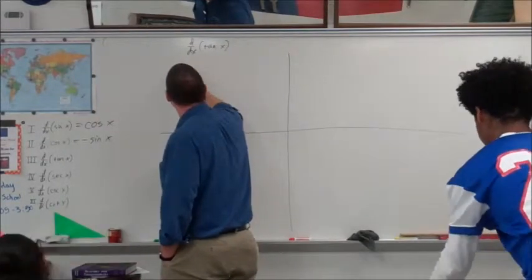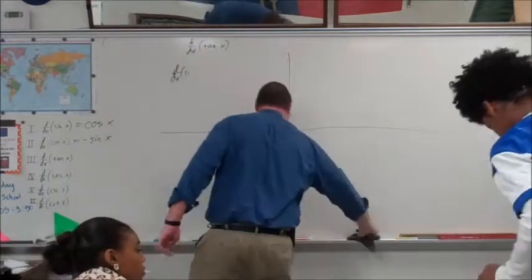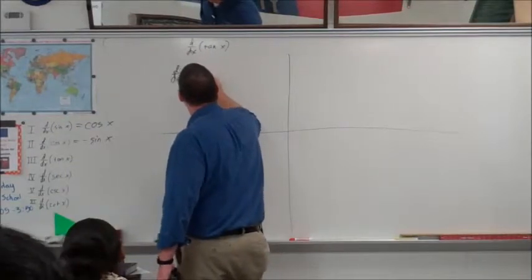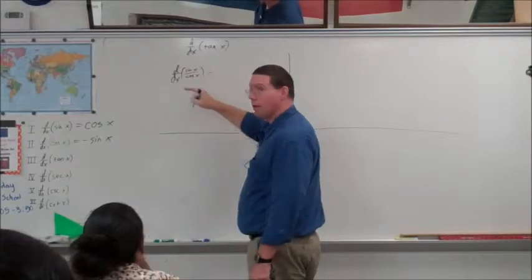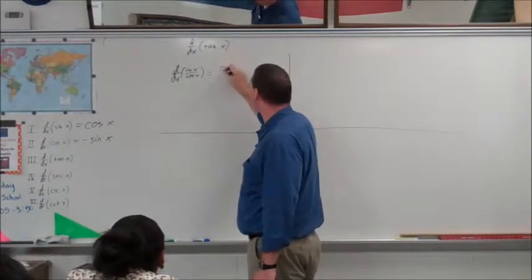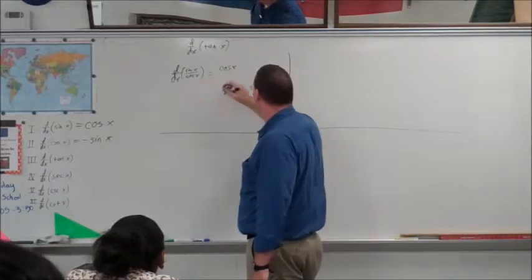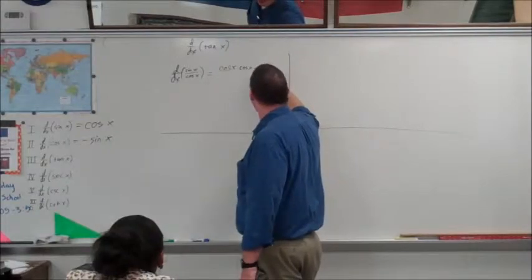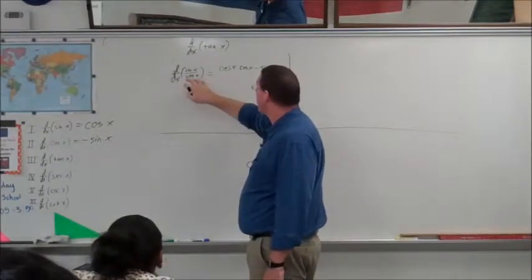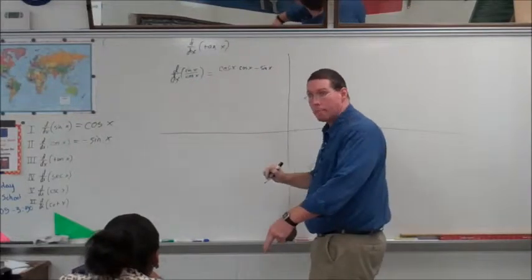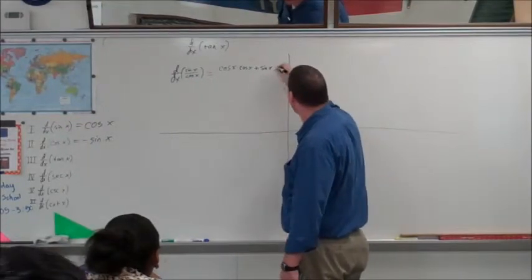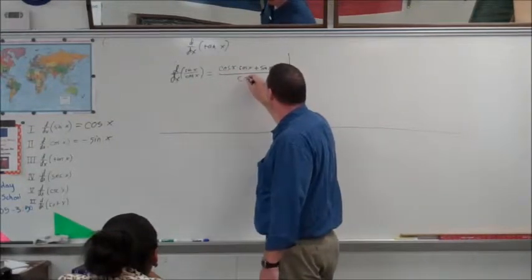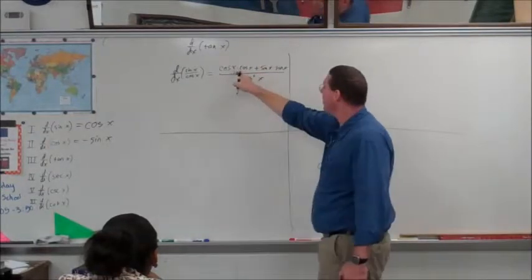So d dx of sine over cosine is going to be the derivative of the top, cosine, times the bottom, cosine, minus the top, sine, times the derivative of the bottom, which is negative sine. And since it's negative sine, it's actually going to change that right there. So sine all over cosine squared. And technically, look what we have up top.